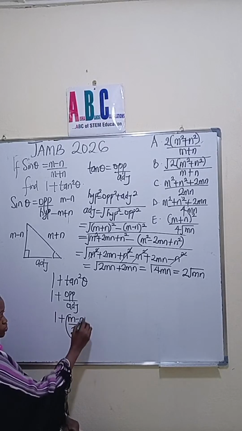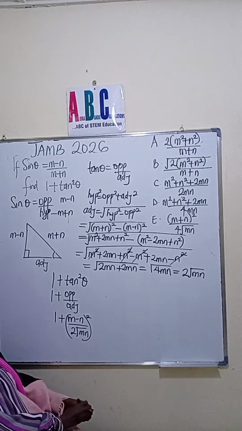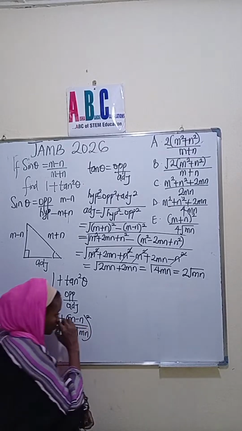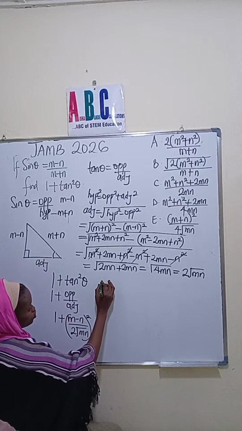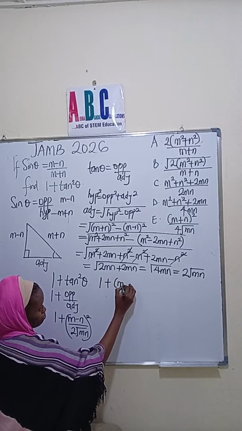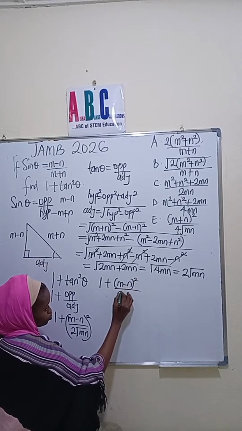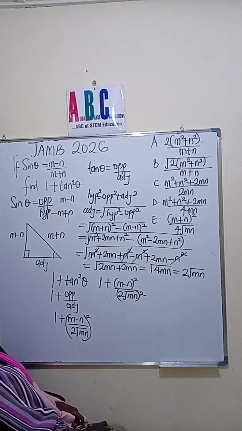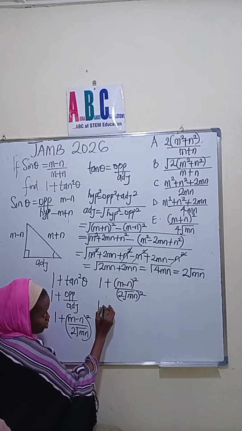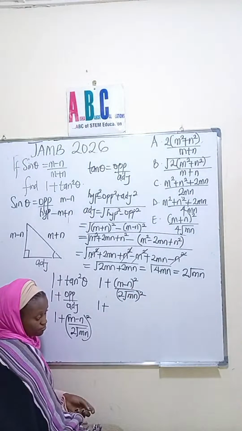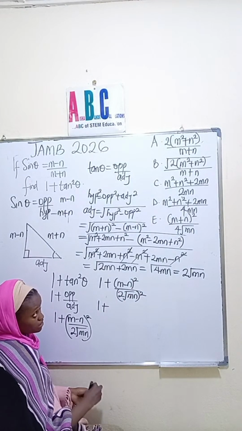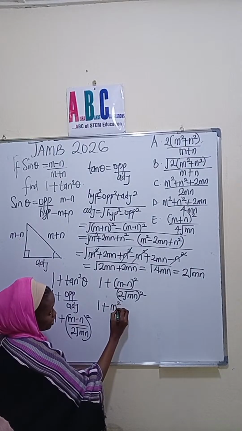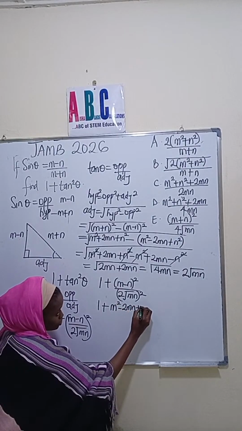Alright. So the whole of this we square it, right? So let's simplify. It becomes 1 plus m minus n squared over 2 roots mn squared, right? So this becomes 1 plus, should we expand it? So it becomes m squared minus 2mn plus n squared.